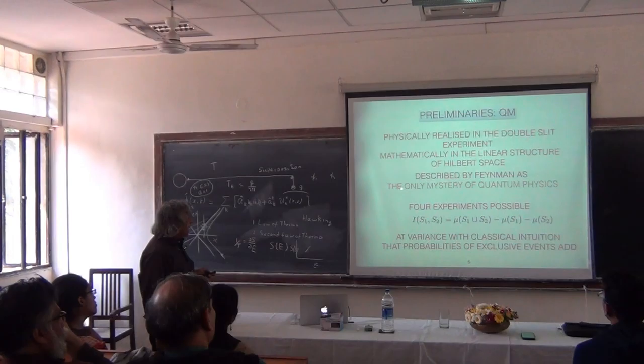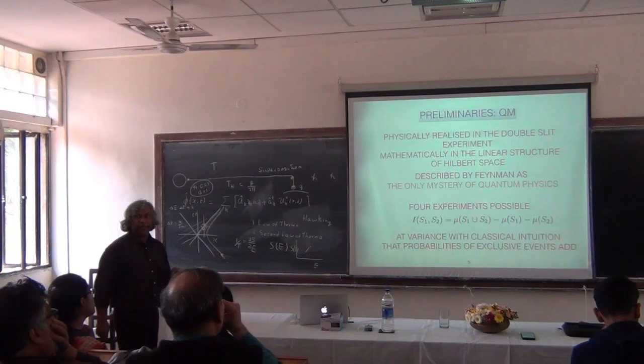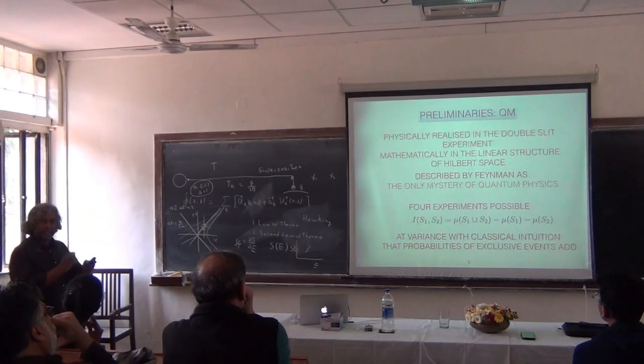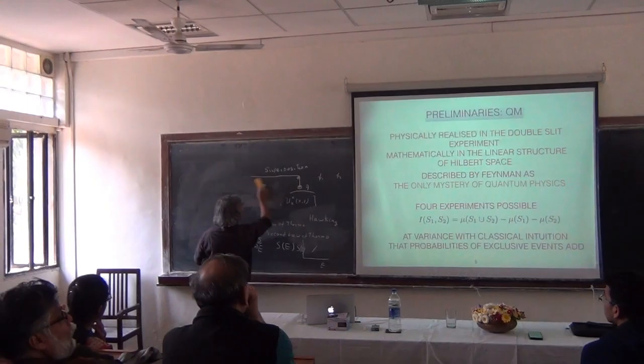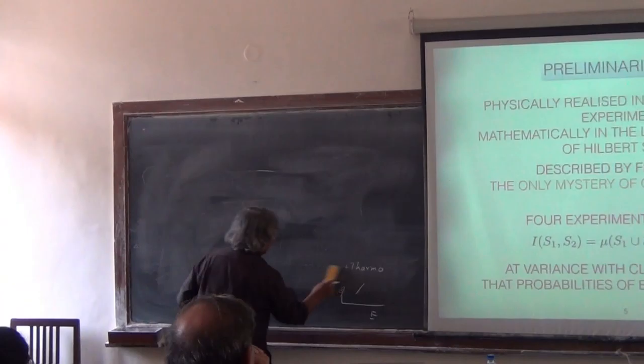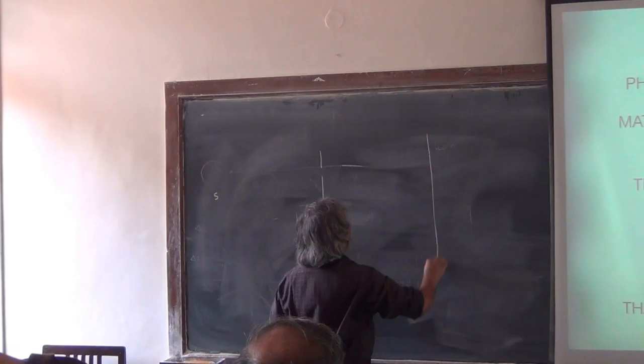The double slit experiment, which I showed you right at the beginning, has been described by Feynman as the only mystery of quantum physics. If you understand that, you basically disentangle quantum physics. So let me just explain what the problem is and what the mystery is. Suppose you have a source here, and you have two slits. And you can do four different experiments.